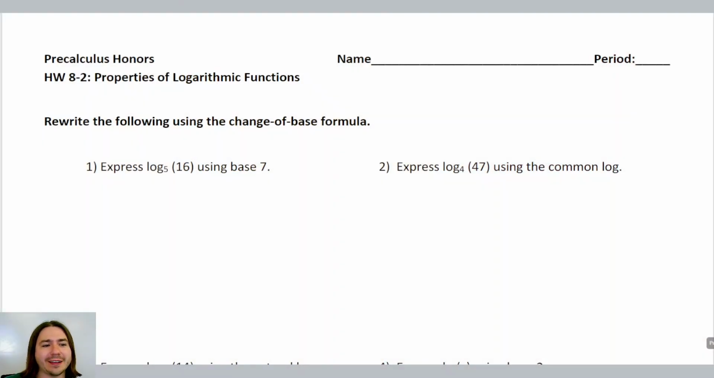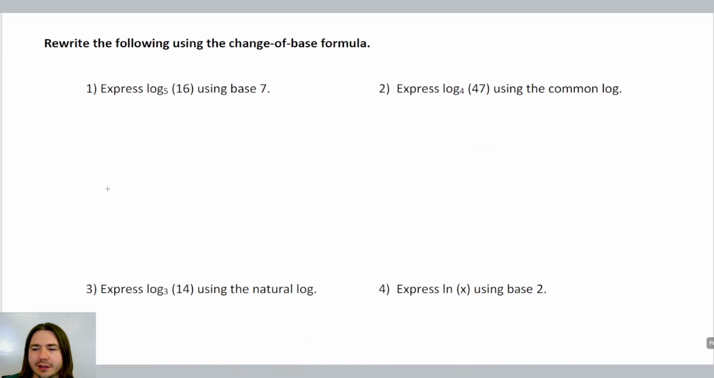Hey y'all, welcome back. Tonight's homework is all about using the properties of logarithms that we learned in class. This first section is just asking us to use the change of base formula to rewrite these logarithms using the base that they're asking for. So this one's saying log base 5 of 16 and is asking us to write it using base 7.